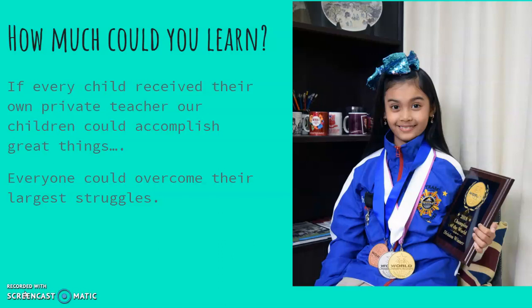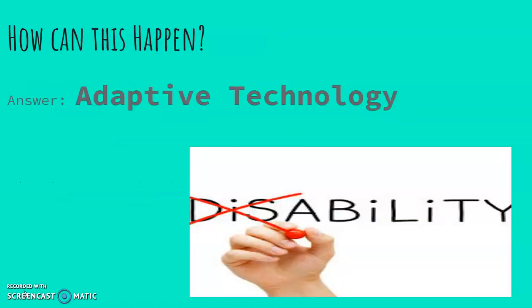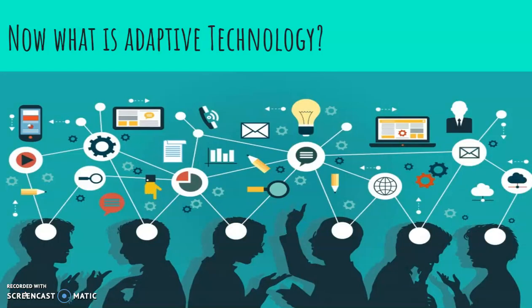If we helped every child individually, we could help them overcome their largest struggles, and they could accomplish the greatest things. So how can this happen? We know that that's not real life, right? We have one teacher for every 30 kids. So we use adaptive technology, which helps turn disabilities into abilities, which is cool.